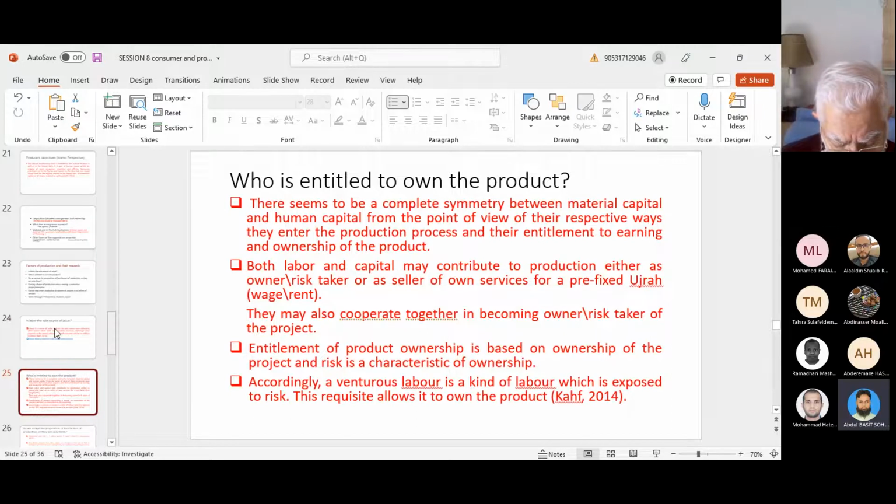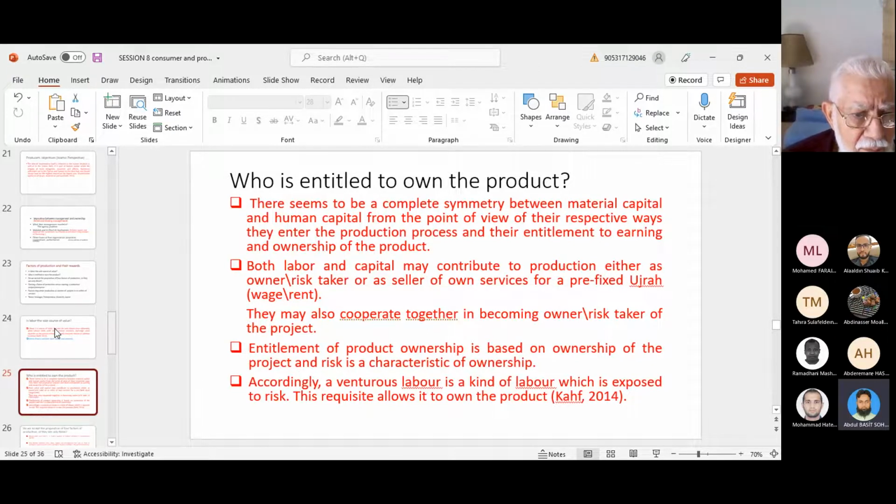There seems to be a complete symmetry between material capital and human capital from the point of view of their respective ways they enter the production processes and their entitlement to earning and ownership of the product. Both labor and capital may contribute to the production either as owner, risk taker, or as seller of own services for a prefixed ujra. They may also cooperate together in becoming owner or risk taker of the project.